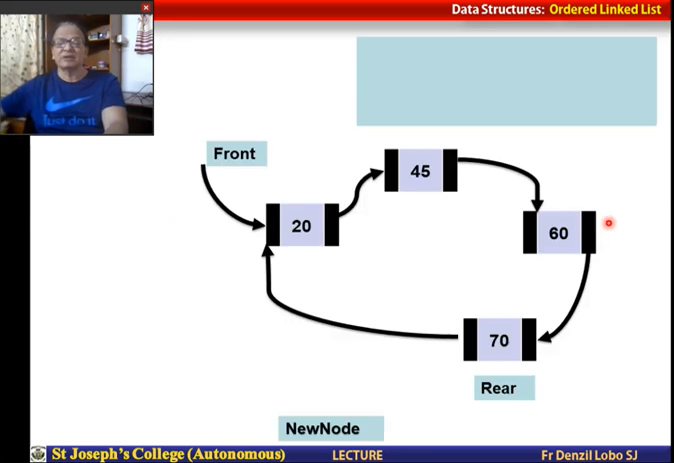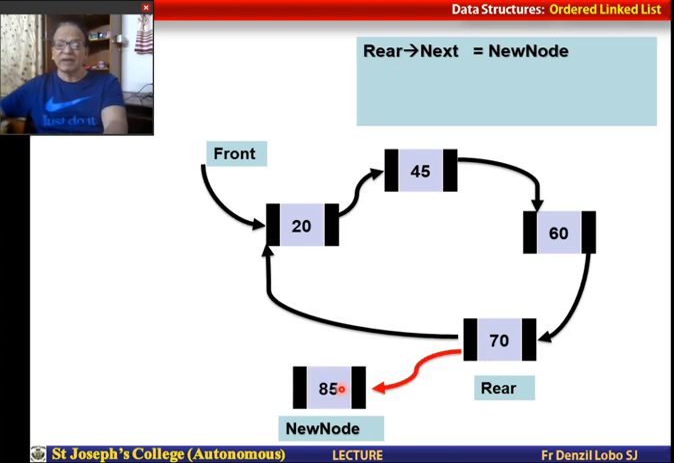So, for example, a graphical representation of the same thing. I have a list here containing 4 numbers. This is the rear at the moment. Rear next points to the front at the moment. So what do we do? I have created a new node which contains 85, and I have attached it to rear. So rear next is equal to new node. That is what we have done.